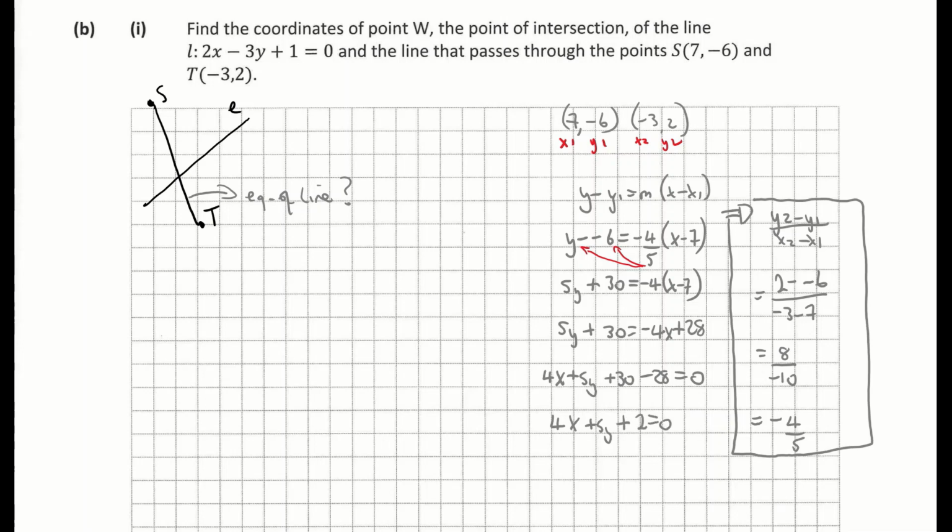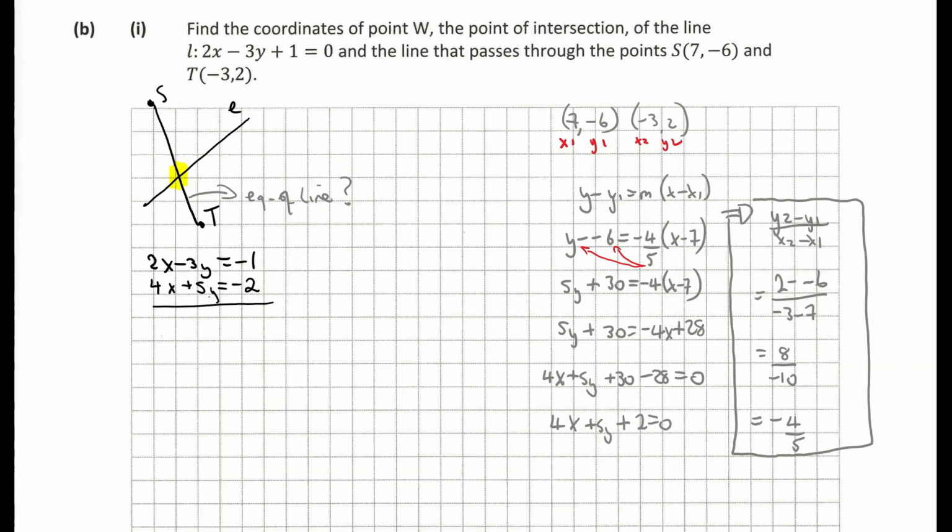is equal to 0. Not finished, I now need to find this point of intersection that they want me to find between the line L and the line created by ST. So I'm now taking my equation of L, which is 2x minus 3y equal to minus 1. So I'm just moving the constant to the other side of the equals. And then I'm taking my new equation of the line, which is 4x plus 5y. And again, I'm letting it equal to my constant. So when it moves over, it becomes a minus 2.